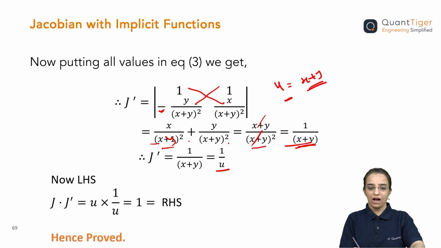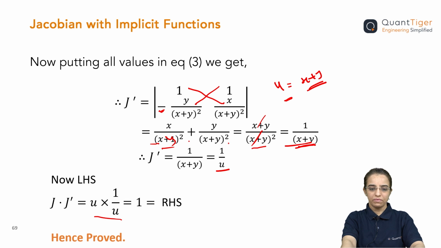Now what has been asked in the question is that we have to take the product of j and j dash and prove it is equal to 1. So we simply substituted the values we got and it came to 1. This was our right hand side. So remember the important step: whenever it's a given implicit function, we have to convert it properly so that we can take its proper differentiation. That's the important thing to keep in mind.